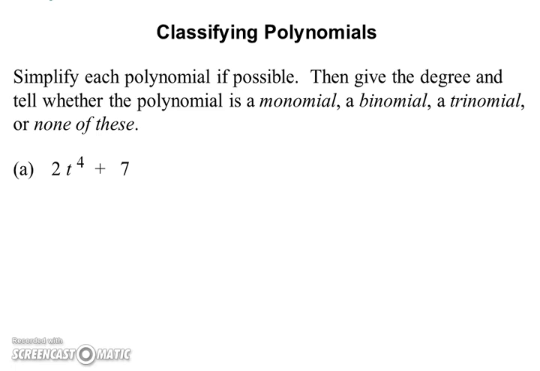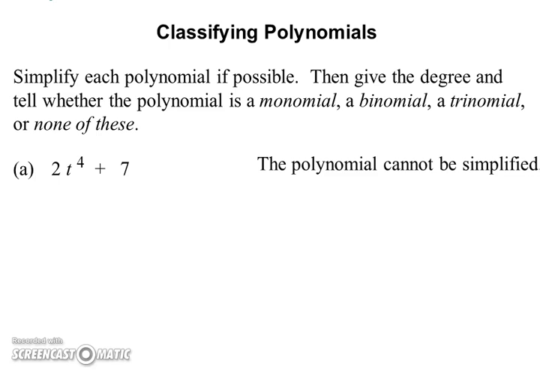For example, look at this first polynomial, 2t to the fourth power plus 7. Notice the first term has the variable t in it. The second term has only the number 7. These are not like terms. Because they're not like terms, they can't be simplified. The polynomial has to be left as it is.